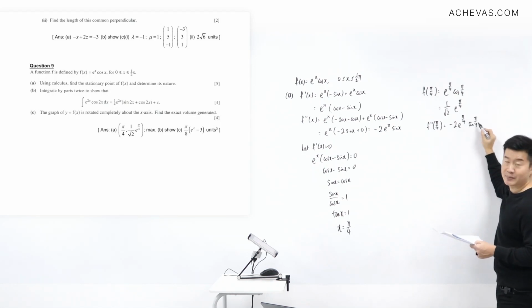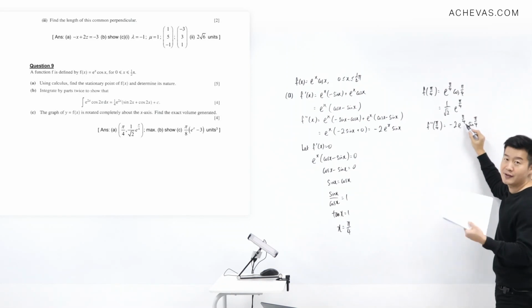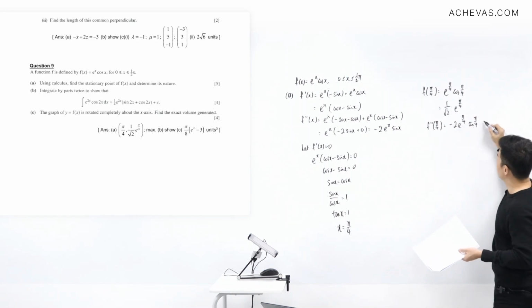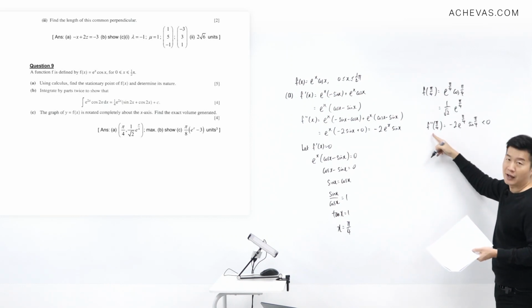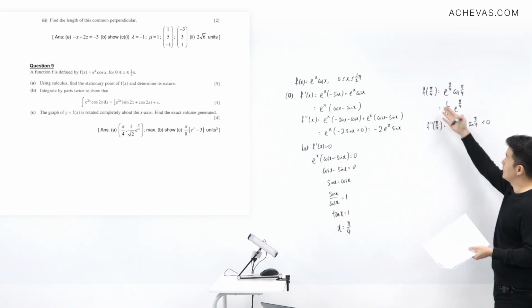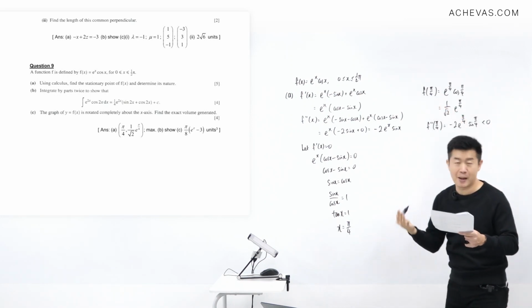Sine of pi over 4 is positive. E to the power of pi over 4 is also positive. Negative 2 is negative, which means that this is less than 0. The second derivative is less than 0. That tells me that this stationary point is a maximum point.